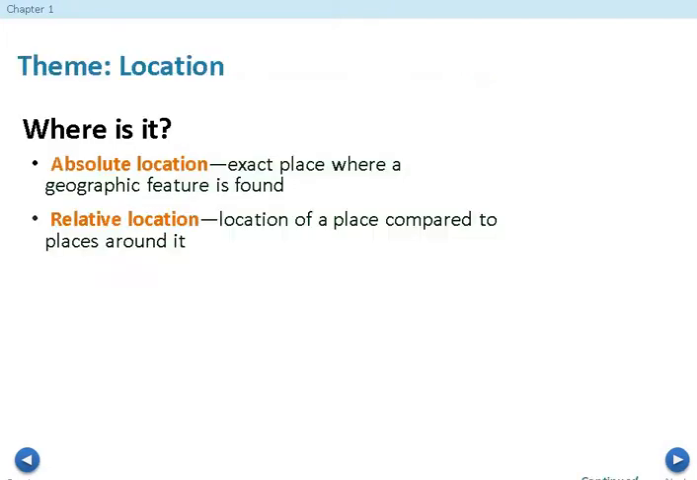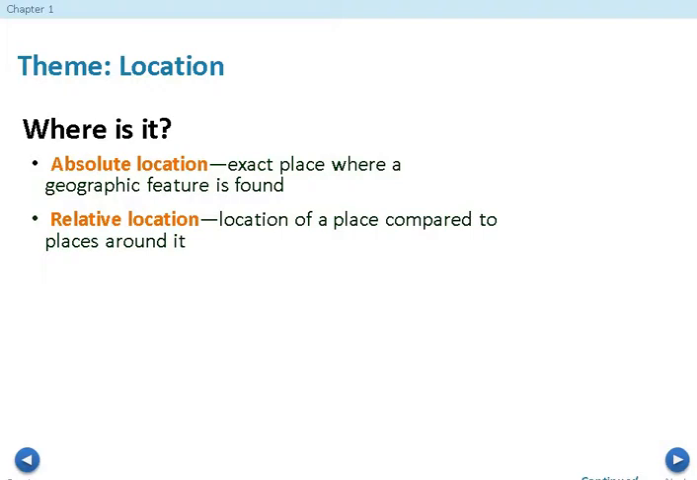So the first question is, what's location? Well, there are 2 different types of location: absolute location and relative location. Absolute location is an exact place on the earth. If I say go to 36 degrees west, 115 degrees west, you're going to know exactly where to go. If I give you a street address, 645 Surrey Road, you're going to be able to go to that exact spot. So we use absolute location a lot, but we also use relative location.